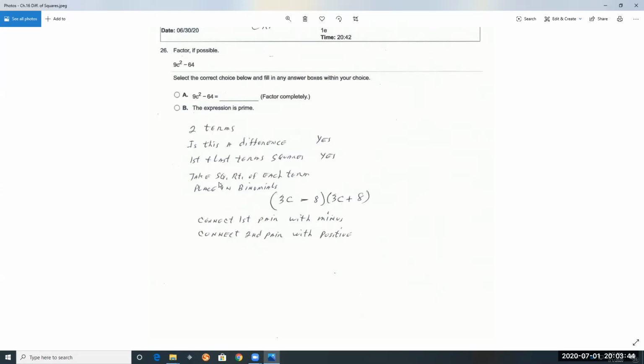We want to take the square root of each term and place them in the binomial. So the square root of 9c squared is 3c. Put it first because this term was first. The square root of 64 is 8. Put it last because this term was last. Automatically connect the first pair with a minus sign, connect the last pair with a plus sign, and you are automatically correct and finished.